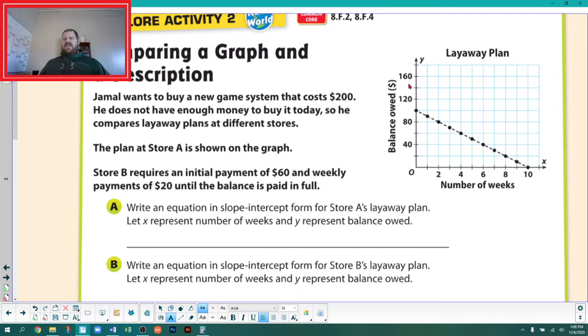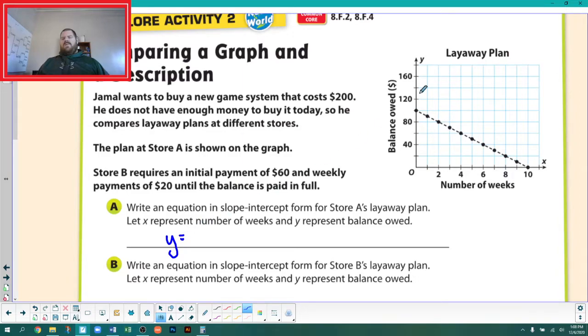I don't know if it just escalates or not. We'll have to see. It says here that store B requires an initial payment of $60 and weekly payments of $20 until the balance is paid in full. Write the equation for the slope-intercept form of store A's layaway plan. Let X represent the number of weeks and Y represent the balance owed. Okay. So to do that, we're going to have Y equals.